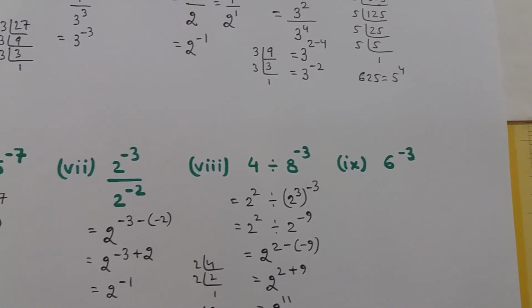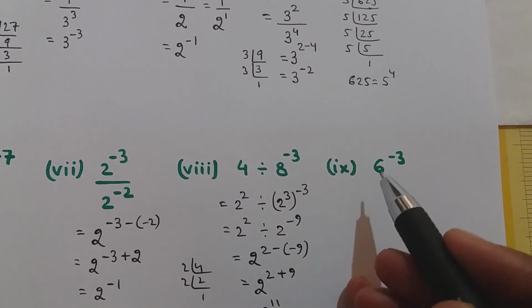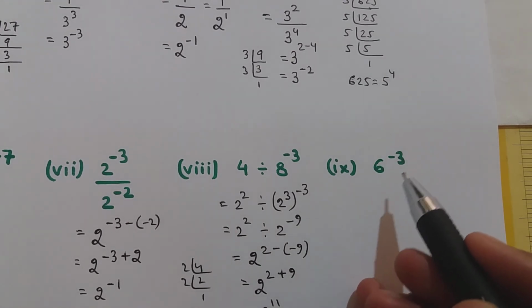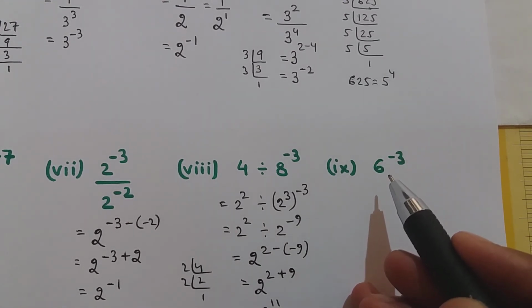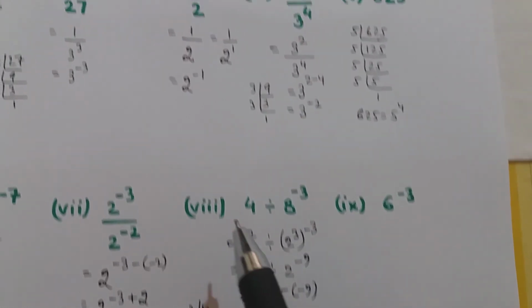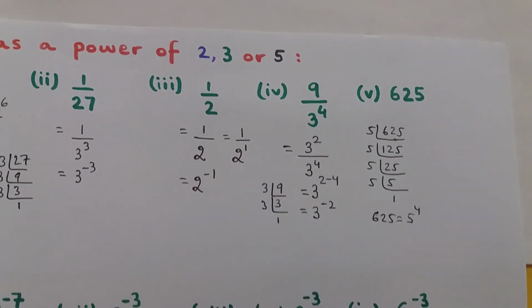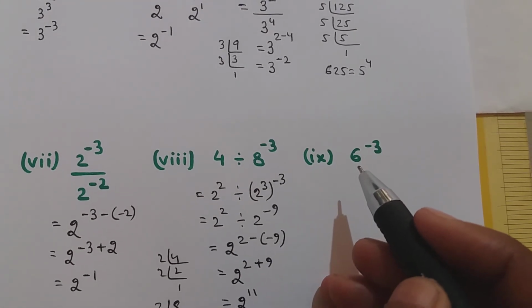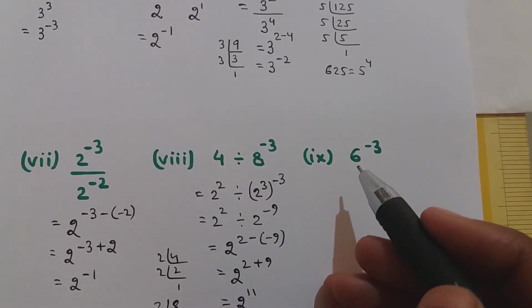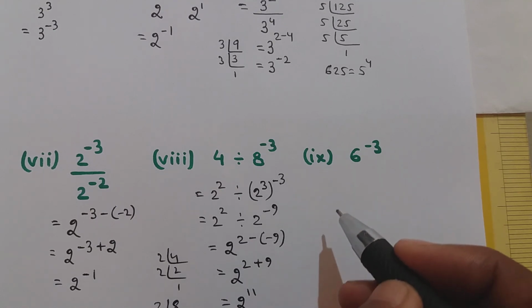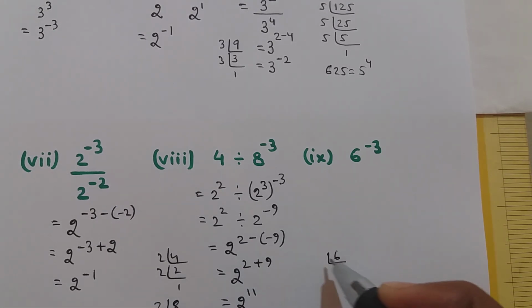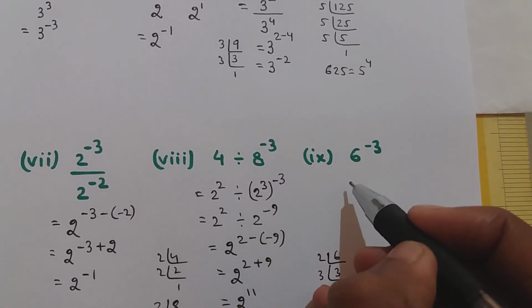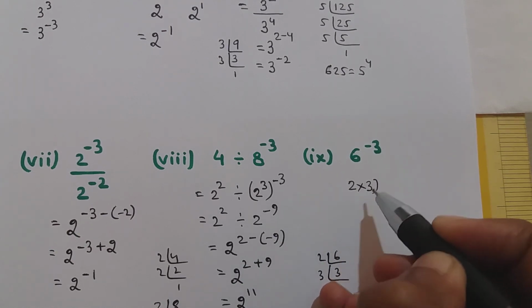Now let us go to the next expression. 6 raised to the power minus 3. I have to write this expression as a power of 2, 3 or 5. So 6. Now 6 is the base of this expression and 6 is a composite number. So let us do the prime factorization of 6. So 2 3s are 6, 3 1s are 3. So 6 is 2 into 3. So instead of 6 I will write 2 into 3.